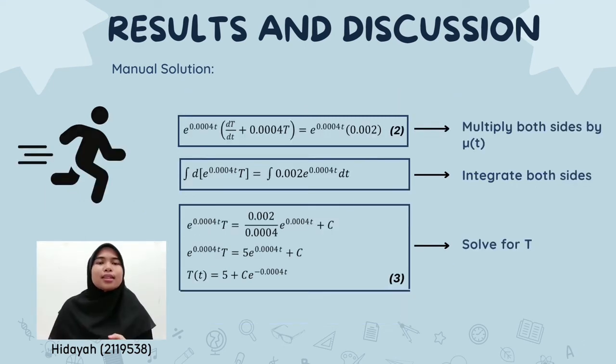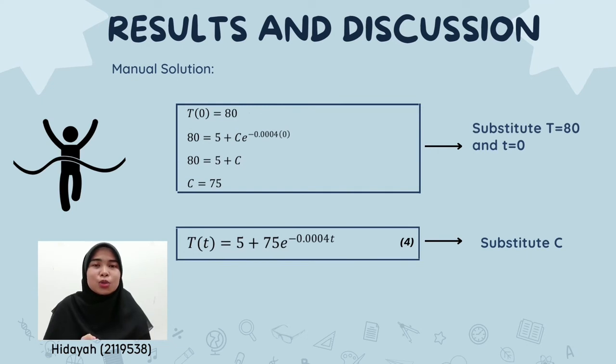Next, multiply both sides by the integrating factor and we get equation 2. Then integrate both sides of equation 2 and solve for T to get a general solution. Then substitute T equal to 80 and t equal to 0 into the general solution to obtain the value of C. Lastly, substitute C into equation 3. Thus, the temperature of warm water T at time t is given by equation 4.